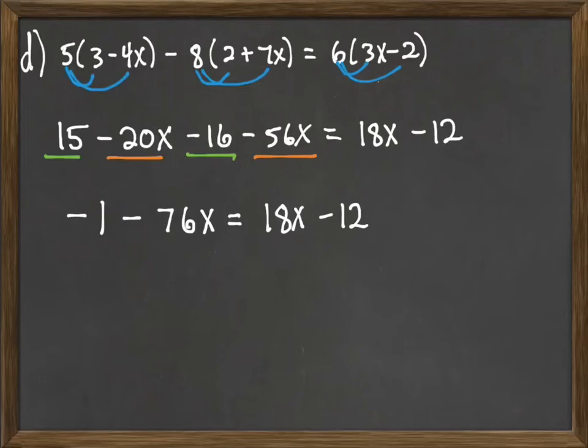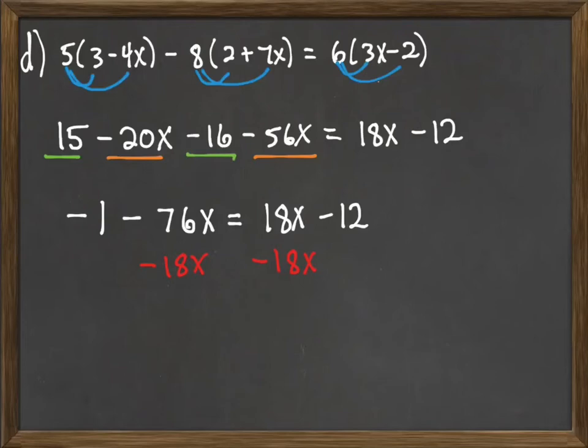At this point, we've simplified it down so that now we have just a number and a variable. And so from here, we go ahead now and say we need the variable on one side and the number term on the other side. So we can either move the 76x or the 18x. I chose here to do the 18x. Okay, moving it over to the left-hand side.